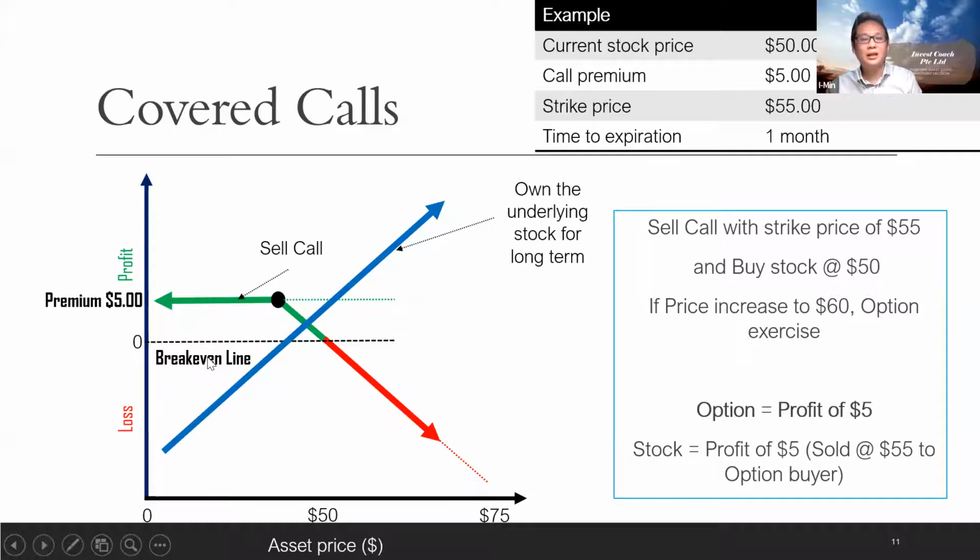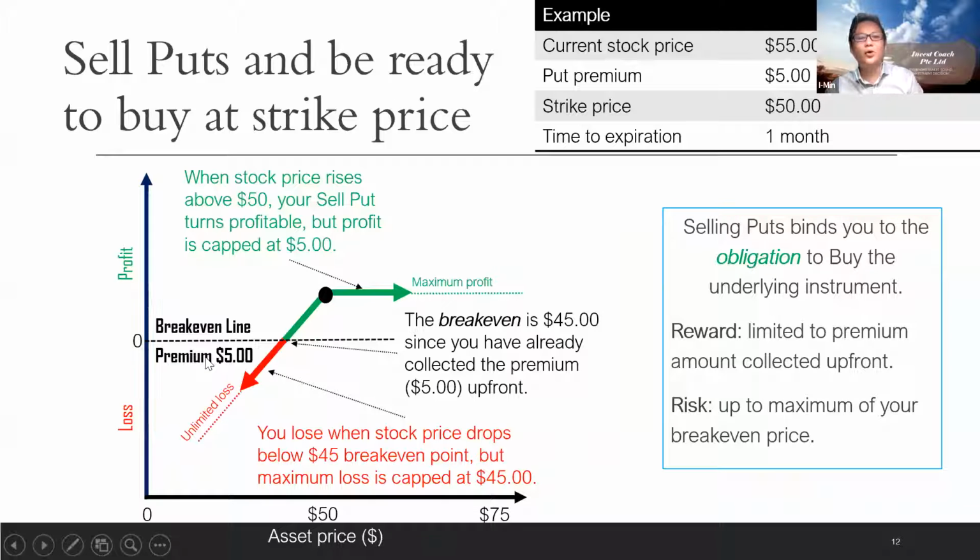Okay. Now, of course, you can also sell put. Sell put. In this case, you actually have the obligation to buy the underlying instrument. And of course, if the price decreases, you are getting naked. You will actually be getting naked. But if, let's say, you think that the price will go up and you sell put, then it's okay, nothing happens. You just collect the premium.